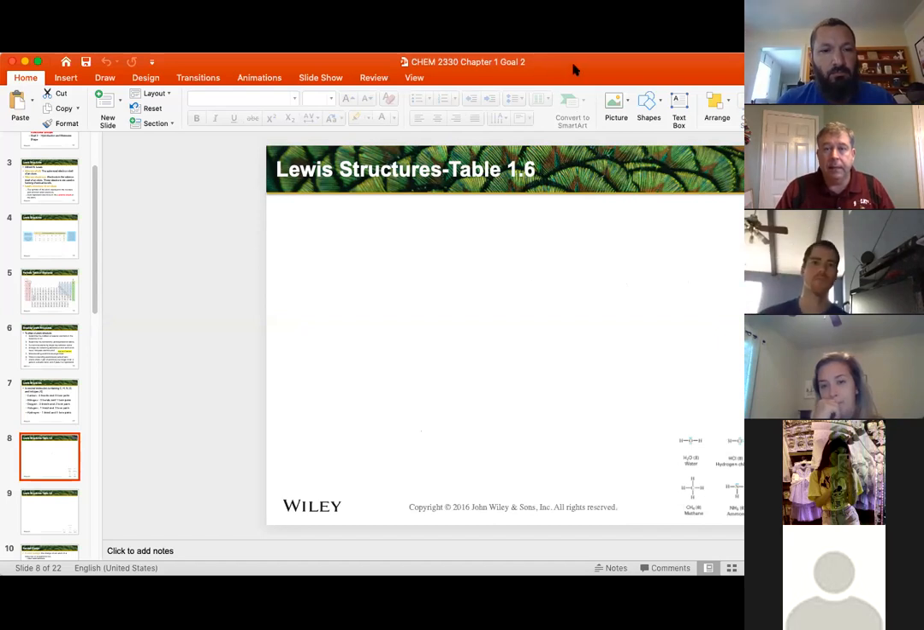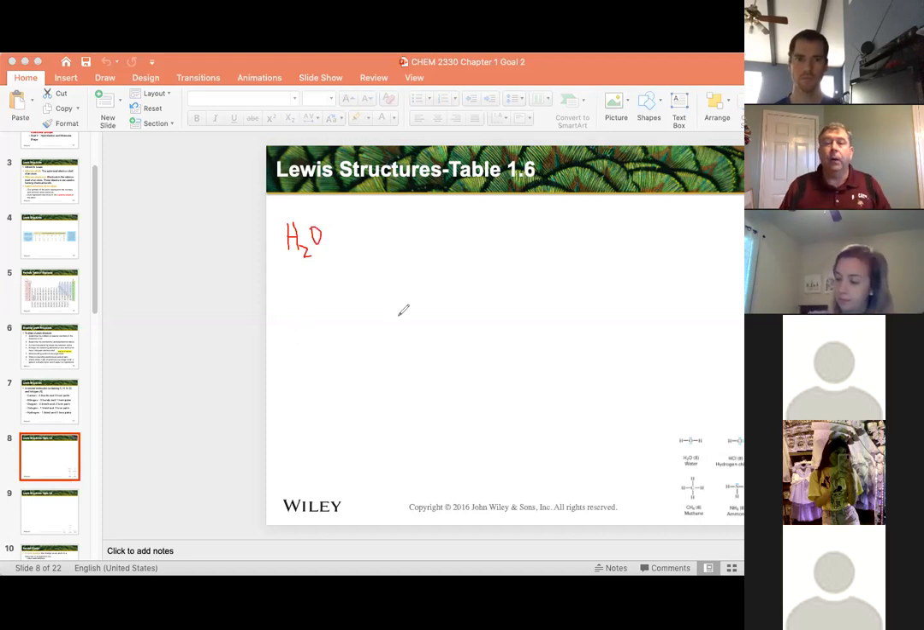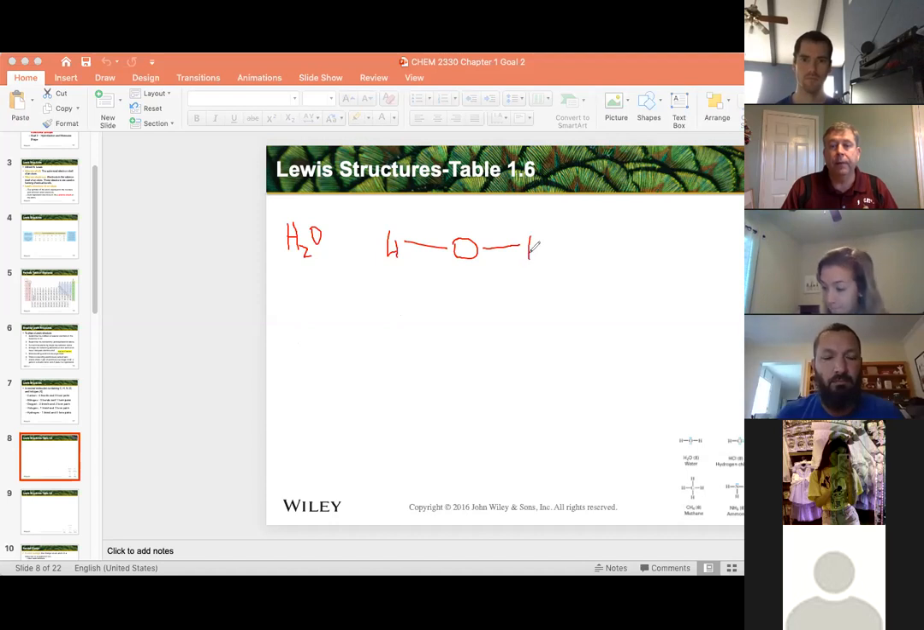Okay, now let's see if I can annotate with the draw function here. Okay, so let's start with something simple like H2O, okay. So if we have 2 of the same atoms and 1 different atom, we want to start with putting that 1 different atom in the middle. So we're going to start with our oxygen here, and we know our oxygen needs to have 2 bonds, and we have 2 other atoms, so we're going to add those 2 other atoms here, okay.